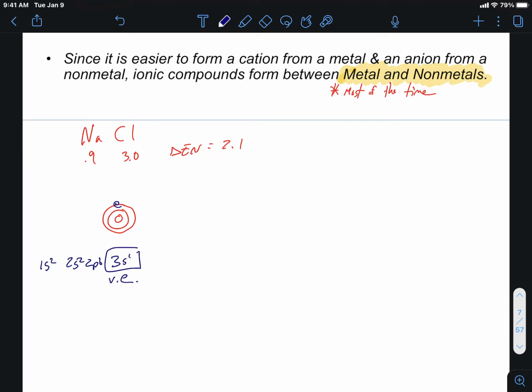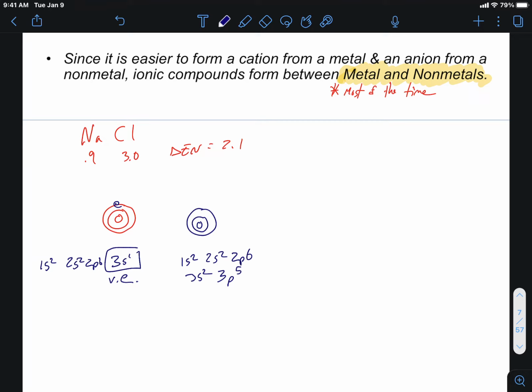Chlorine has 3 energy levels also. And it's 1s2, 2s2, 2p6, 3s2, 3p5. Okay?